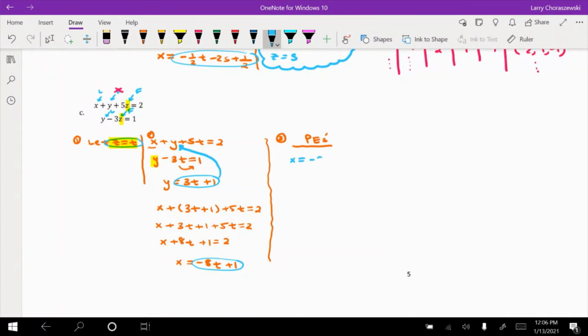So here we go. x equals negative 8t plus 1. y is equal to 3t plus 1. And then z is equal to t. And those would be our parametric equations.